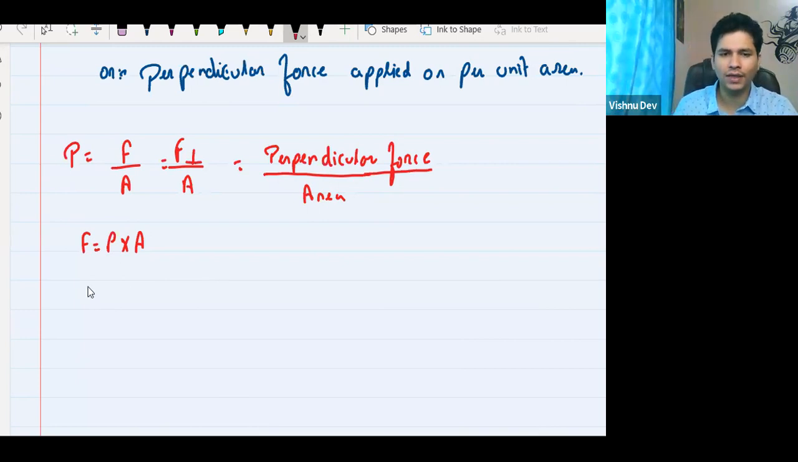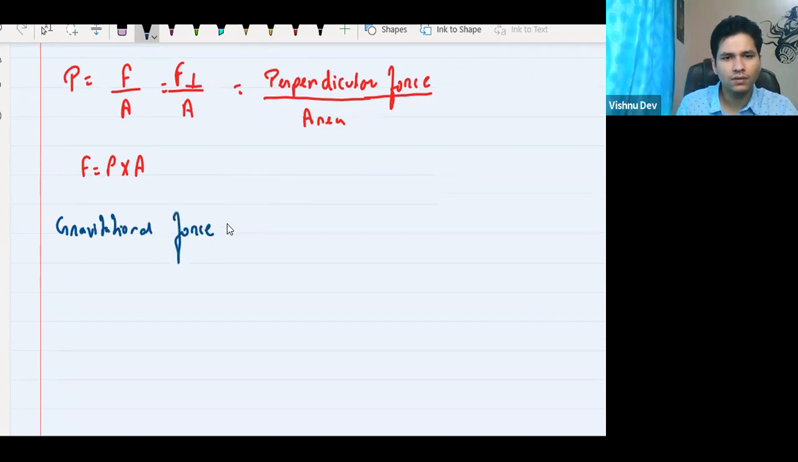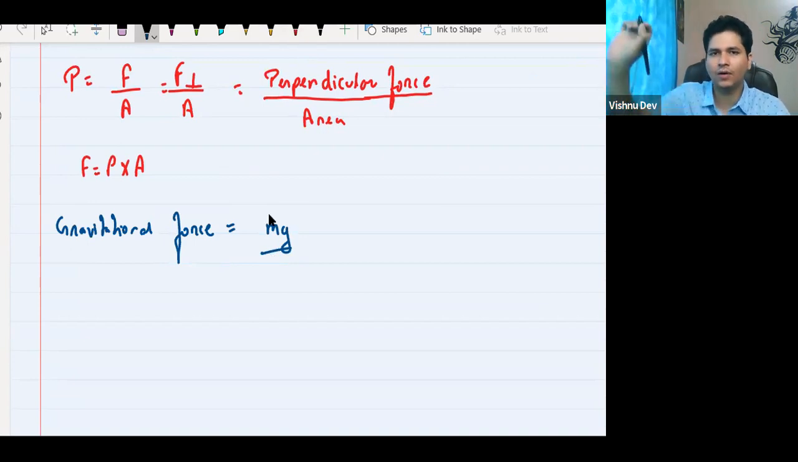Let us recall one more concept. Let us talk about gravitational force. Gravitational force was what? Mg. Mg. Anyone have any doubt in this? Raise your hand.